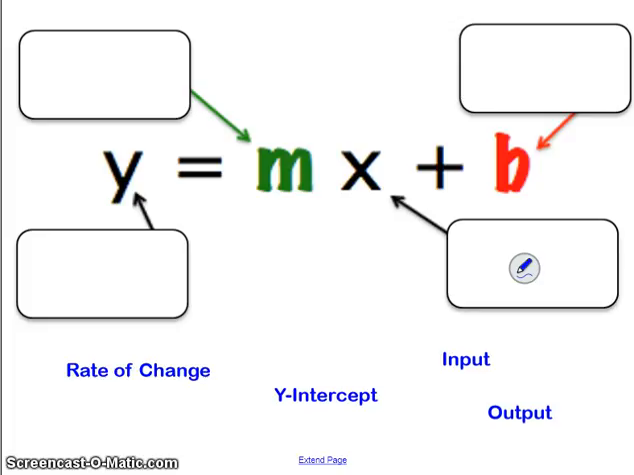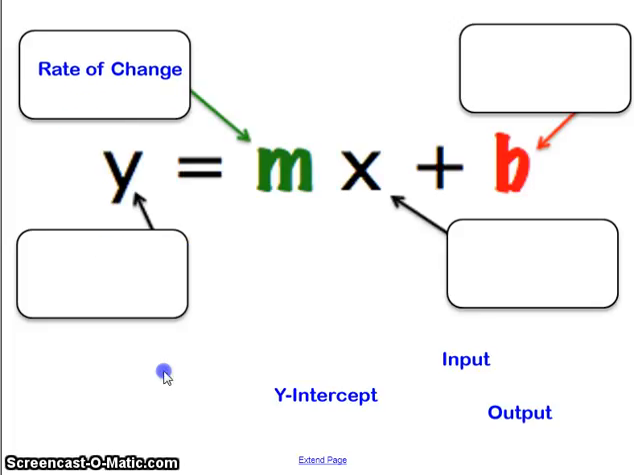You have a half sheet that looks just like this inside of your notebook or on your desk. So I need you to find that. And all we're going to do is place these words where they belong in the boxes. So that y, I don't really want to start with the y. What I want to start with is those colored letters, the M and the B, because I know what those stand for already. So that M is your rate of change. So you're going to write rate of change in the M box.